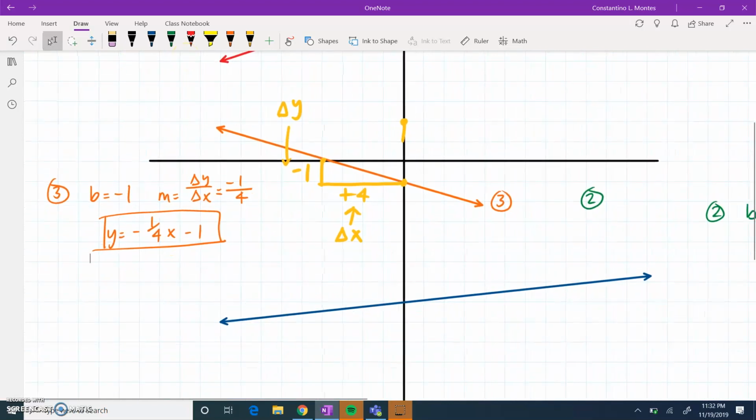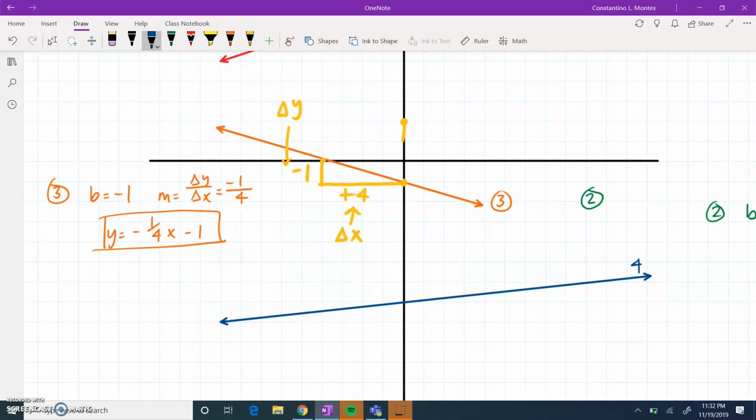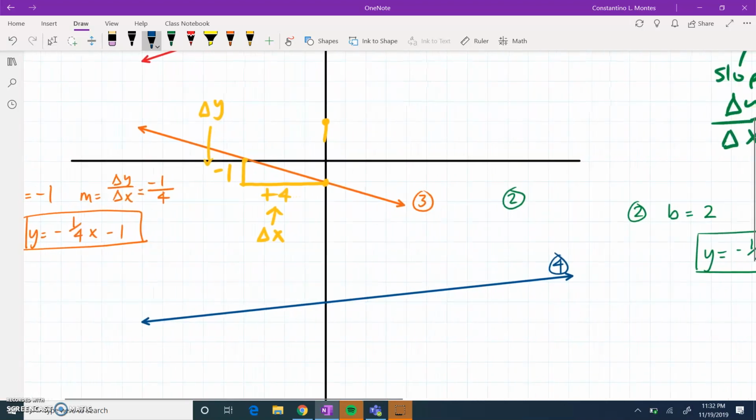We have one more line. It's all the way down here. We are going to go ahead and call this number 4. And then you guys are more than welcome to pause the video if you would like and see if you can come up with the equation of that line on your own. And then restart the video and watch me do it and see if we end up with the same result. We're going to do the same thing as we did before.